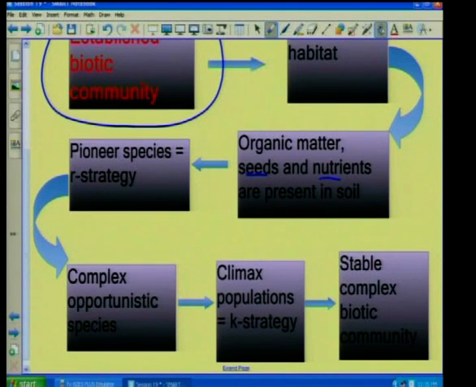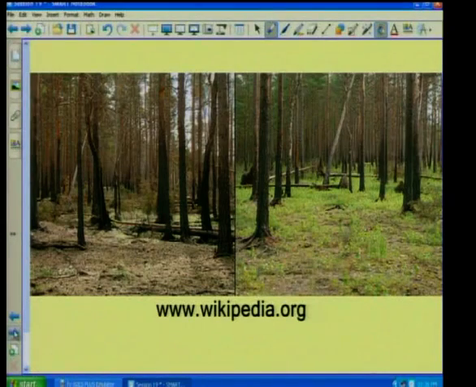It's already present. Your pioneer species, which is your r strategy, lots of offspring, very few make it to survive. You get your opportunistic species, then you get your climax populations, which are K strategy. What's the difference between r and K? Your K strategy, what do they have? They have fewer offspring, but a higher survival rate. And at the end, we end up with a stable, complex community.